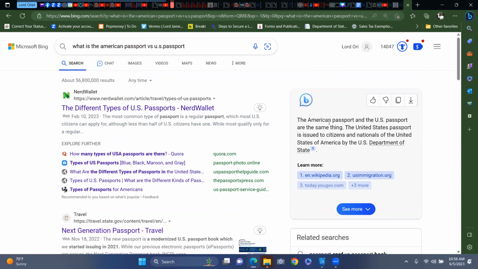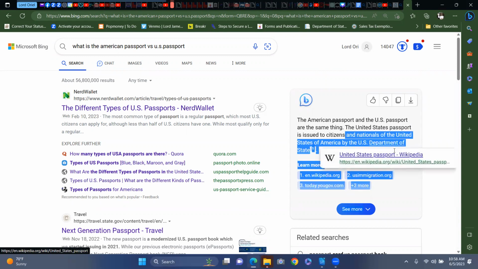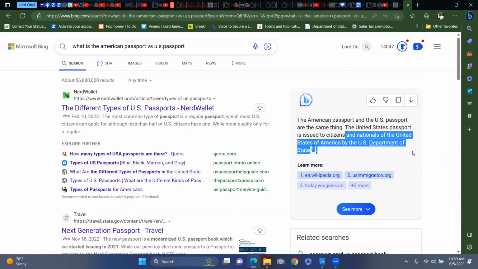Check it out, y'all. The American passport and the U.S. passport are the same thing. The United States passport is issued to citizens, so U.S. citizens, and nationals of the United States of America by the Department of State. Booyakasha. Here it is. Boom, bada. My pocket's getting fatter. What? National, they say right here.